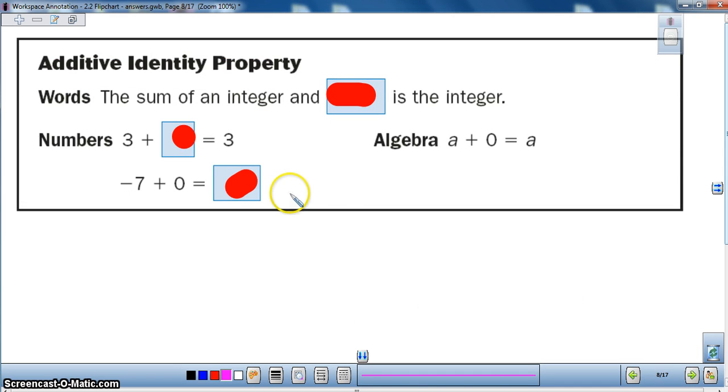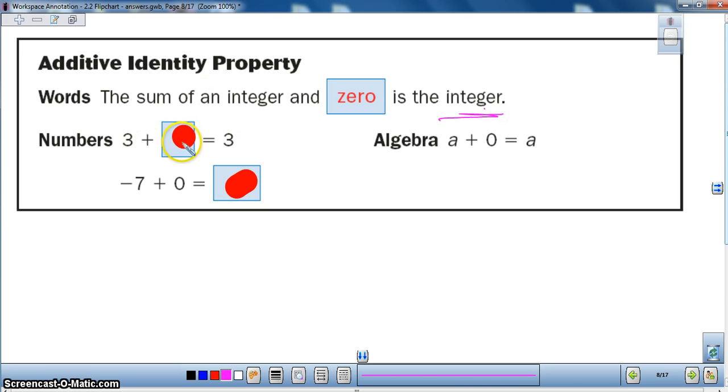So if you turn to your packet right now on page 2, we're going to fill in some properties. What properties am I talking about? The first one is called the additive identity property. So this is on the second page of your notes. And right now we're only going to be looking at addition, but later we'll be doing the multiplication part.